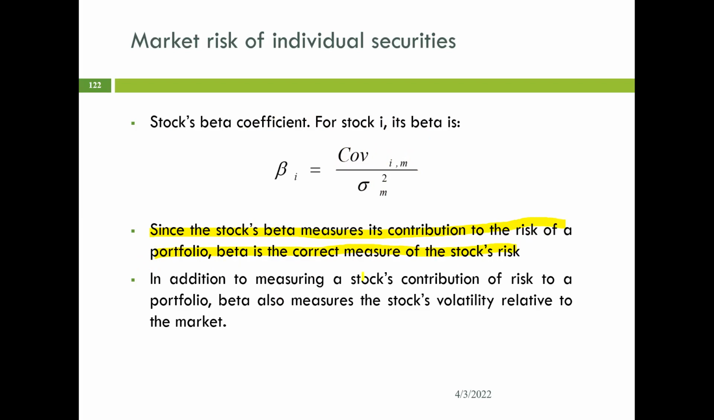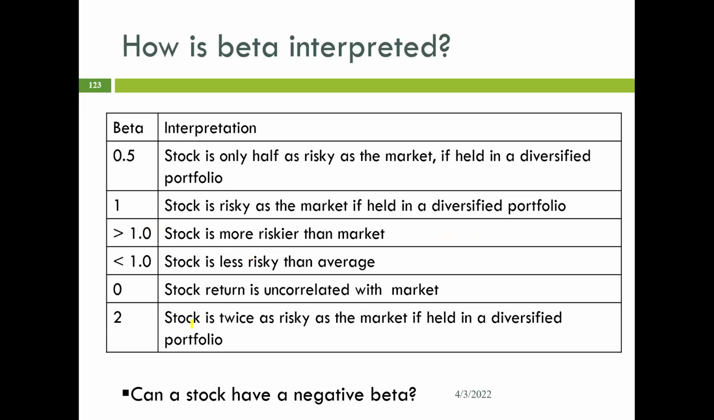In addition to measuring the stock's contribution of risk to a portfolio, beta also measures the stock's volatility relative to the market. So once you look at the beta, you can identify its relativity, how volatile that particular stock is relative to the market. Again, it is the risk. Volatility means risk. Right? So now how to interpret the beta?